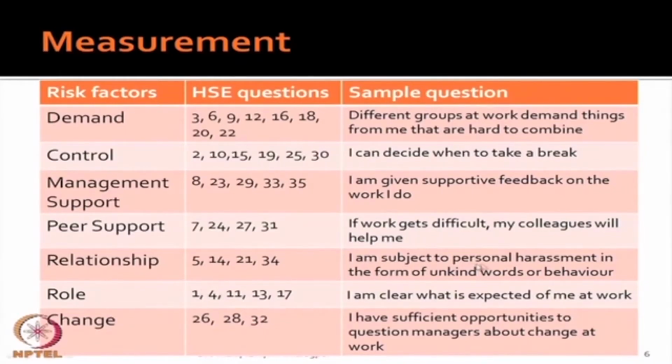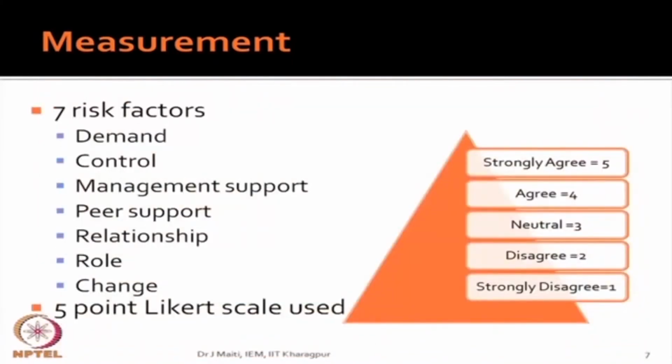Relationship: I am subjected to personal harassment in the form of unkind words or behavior. Role: I am clear what is expected of me at work. Change: I have sufficient opportunities to question managers about change at work. Getting me? So, there are 35 such questions. Each of the questions must be measured. What is the measurement scheme? The measurement scheme is the Likert scale.